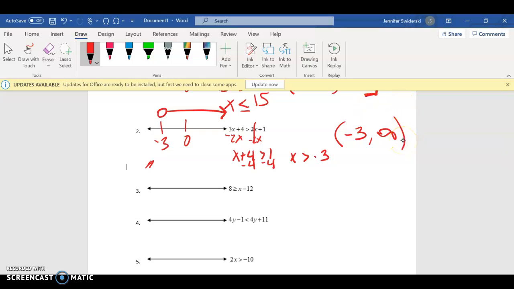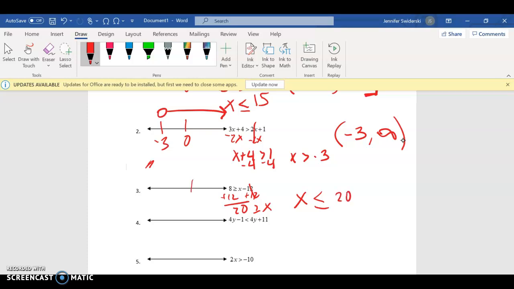This next one, let's do it together. I'm going to add 12 to both sides. I get 20 is greater than or equal to x. Now, I always like to have my variable first, so I can flip it because of the commutative property. If I flip my variable first, meaning x first, I also have to flip the sign to go the other way. So that means x has to be less than or equal to 20.